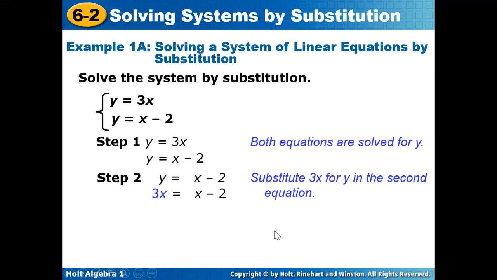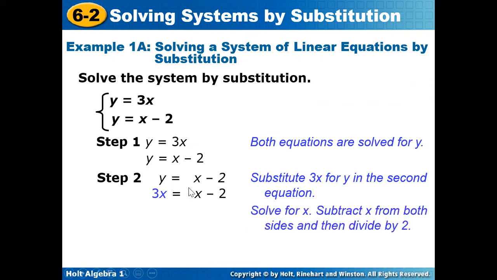And then this is the same skill that we worked on for solving equations with variables on both sides. So we are going to get rid of this x over here. 3x minus x is 2x. 2x is equal to negative 2. Now we want to get x by itself. So we're going to divide both sides by 2, right? 2 divided by 2 is equal to 1. You get your x by itself, which means x is equal to negative 1. So now we know one part of our ordered pair, x is negative 1.